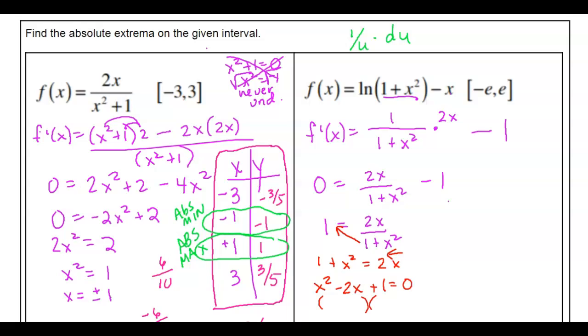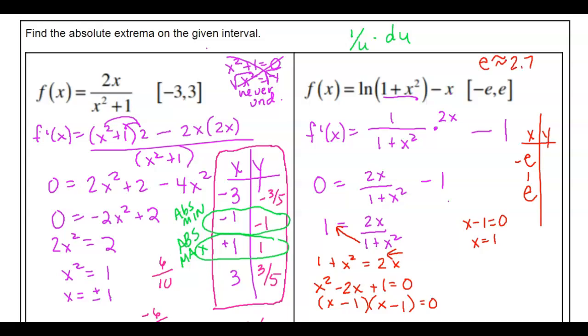This factors into AC method or trinomial. It's the same factor, and so if we solve, we get x equals 1. That's a critical number. So on our table, we've got -e, positive e, and 1, which, remember, e is about 2.71, okay? Lots of review.